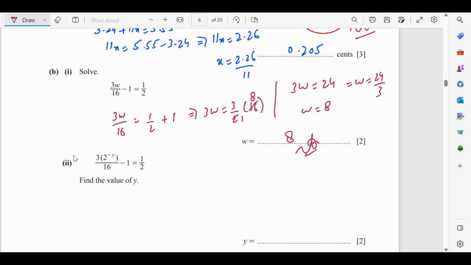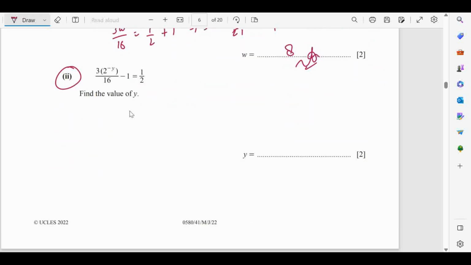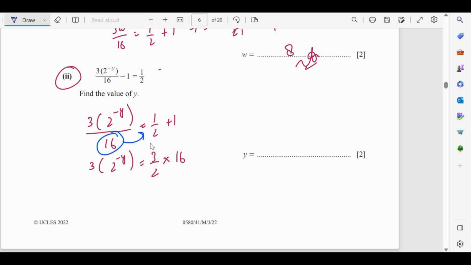Let's move to the second part. So in the second part, first of all, again we need to rearrange it. So this will be 3 into 2 power minus y whole is divided by 16 is equal to 1 by 2 plus 1. So 3 into 2 power minus y is equal to 3 by 2 into 16, because we have just shifted the 16 to the other side, and this whole will be equal to 3 by 2. So if we simplify it, this will be 8.